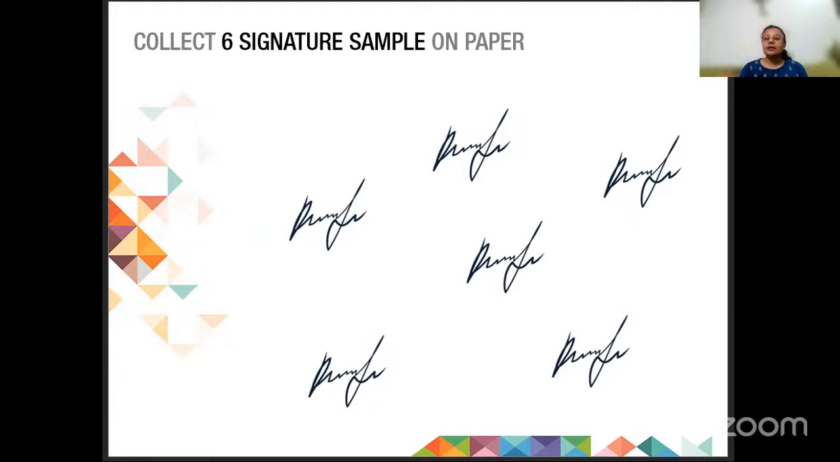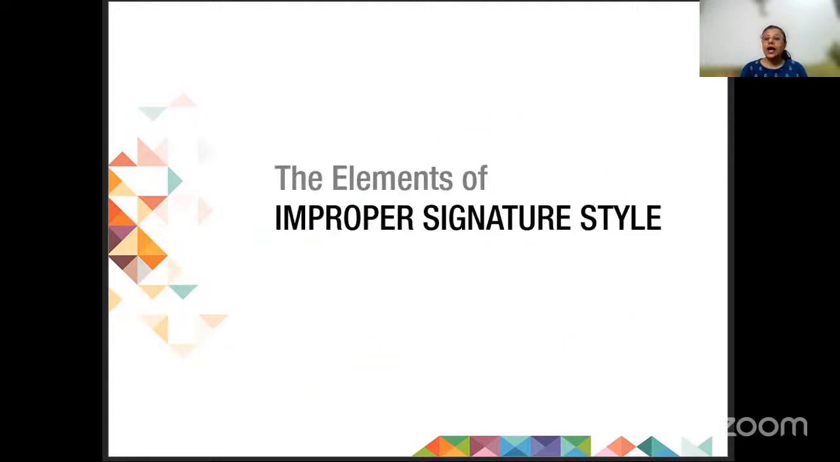So here the class is for you to identify your signature on your own, and I will also help you with how you can change your signatures. What should be the actual elements for changing your signatures? So first we are going to understand the elements of improper signature styles. What are the elements of improper signature styles?